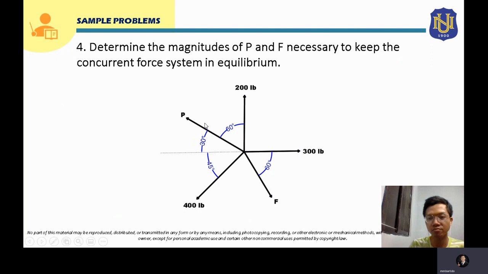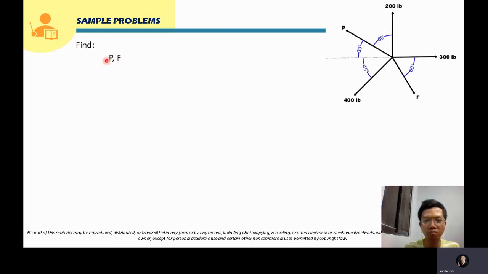Again, we are asked to solve for P and F. Using solution 1, the given is already a free-body diagram, so we can directly go to solution 1. For the summation of forces horizontal equal to 0, positive for forces directed to the right, let's start with the 300-pound force. This is directed to the right and is already horizontal, so this will be 300.